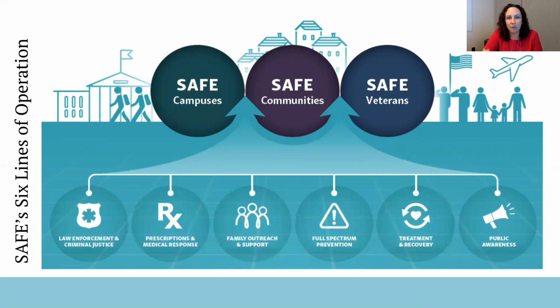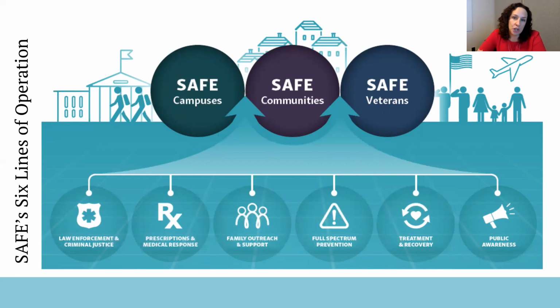Our 6 lines of operation, they are our hypothesis. We know we need to work on all 6 individually and together in order to make positive progress. Those lines of operation are law enforcement and criminal justice, prescriptions and medical response, family support and outreach, full spectrum prevention, treatment and recovery, and public awareness.